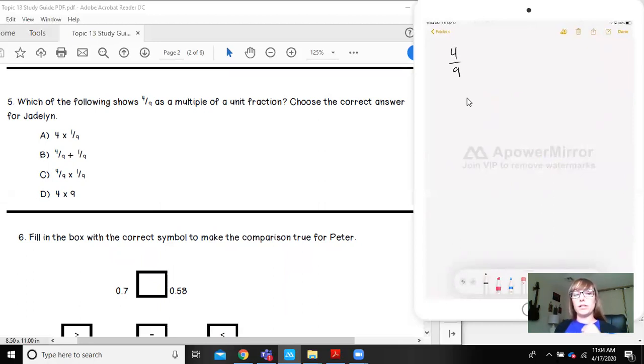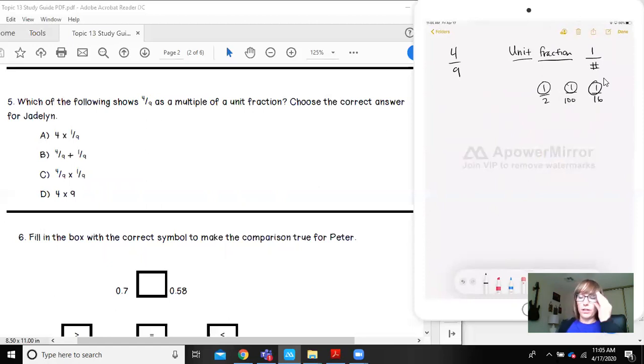Okay, so you guys learned in topic 11, I believe, a unit fraction is a fraction with a 1 in the numerator. So this denominator can be anything it wants to be. It could be 1/16. It could be 1/100. It could be 1/2. But a unit fraction has a 1 in the numerator, okay?